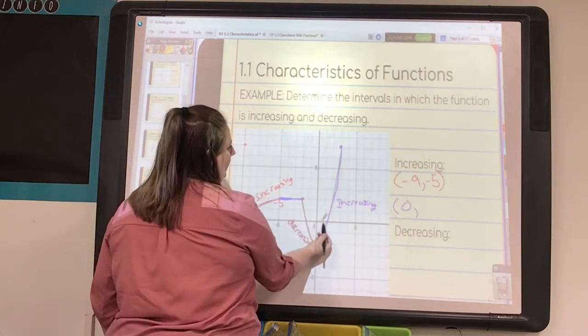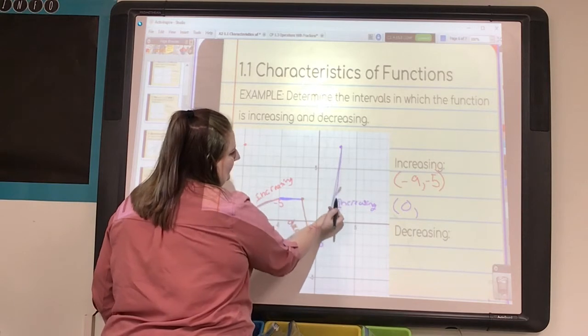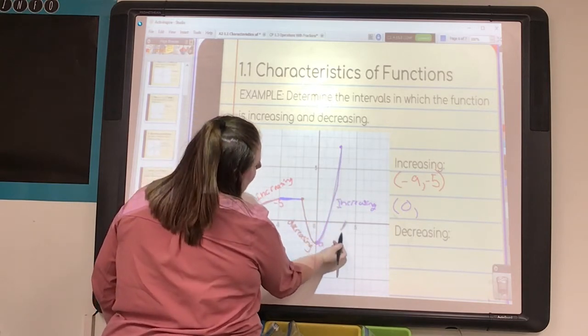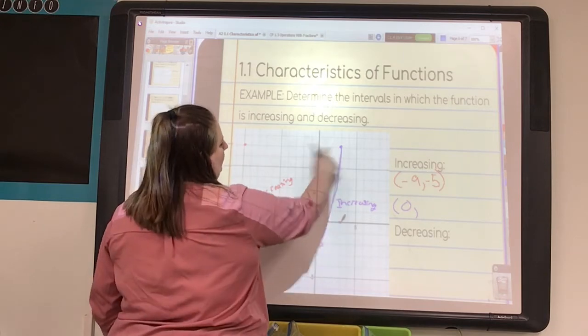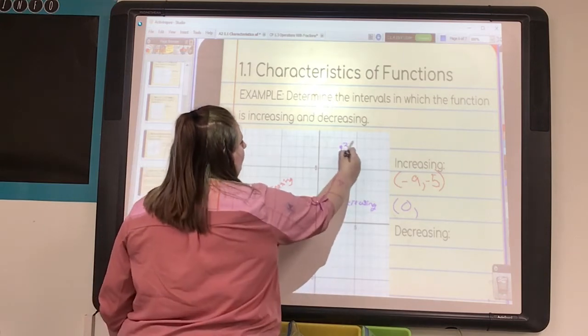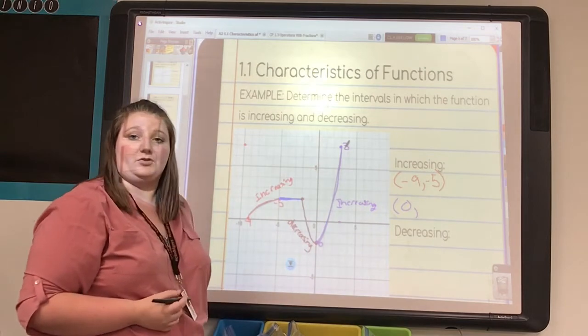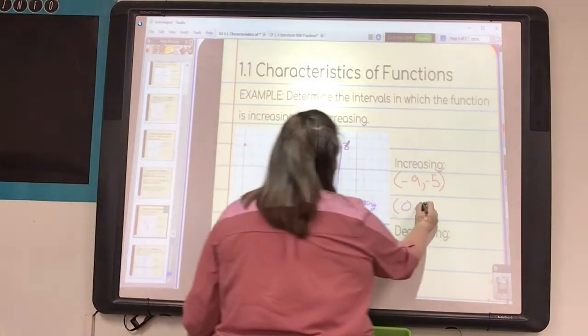So if we look over, that point is here, I think? So 1, 2, 3 over. So our other x coordinate for the increasing interval is going to be 3.